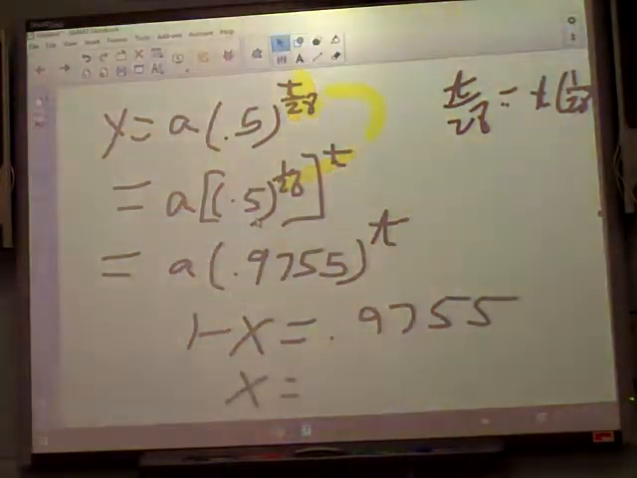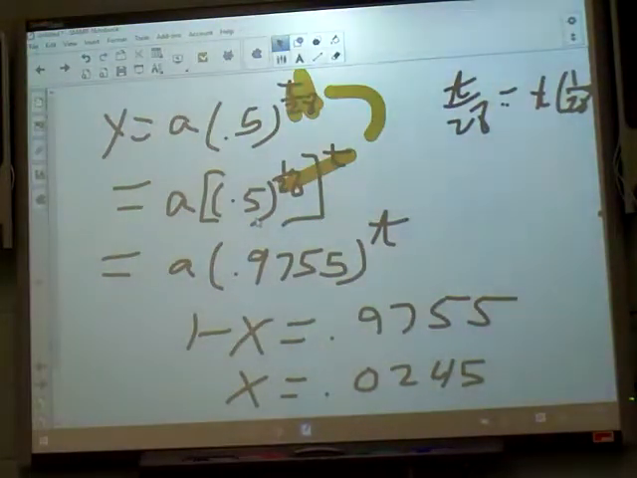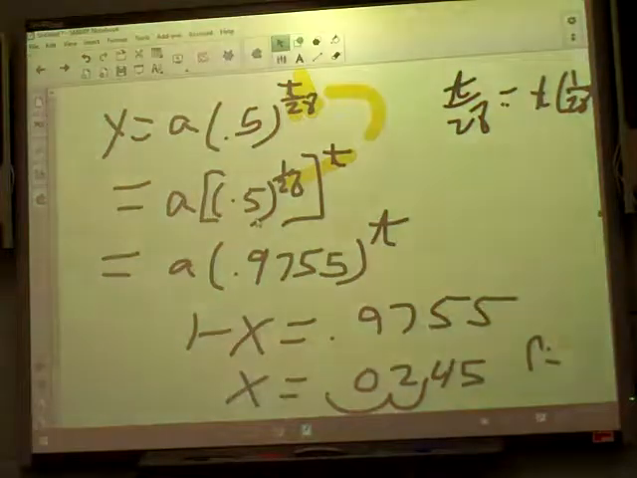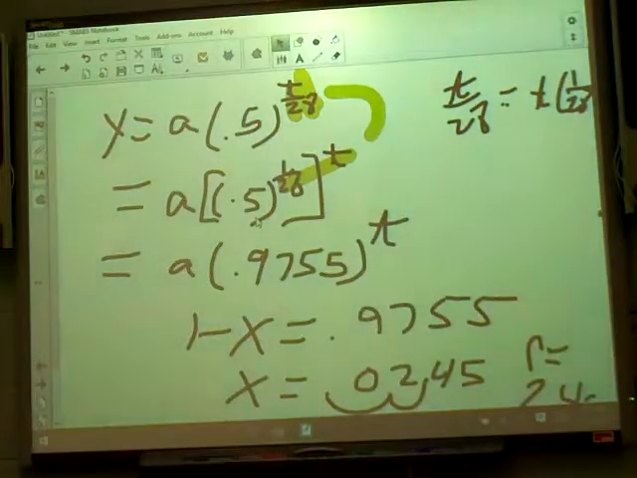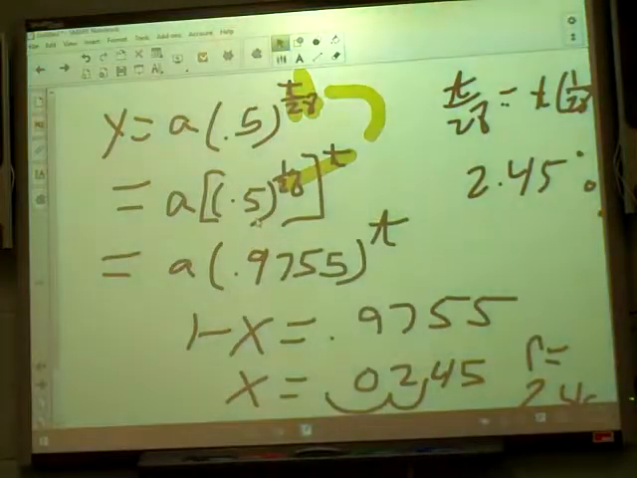Is that 1 minus 0.0245? So as a percentage, move your decimal point 2 times to the right, and it would be decaying at 2.45%. Well, now I'll write it up here so we can read it. There we go. There was a percent sign that didn't get written.